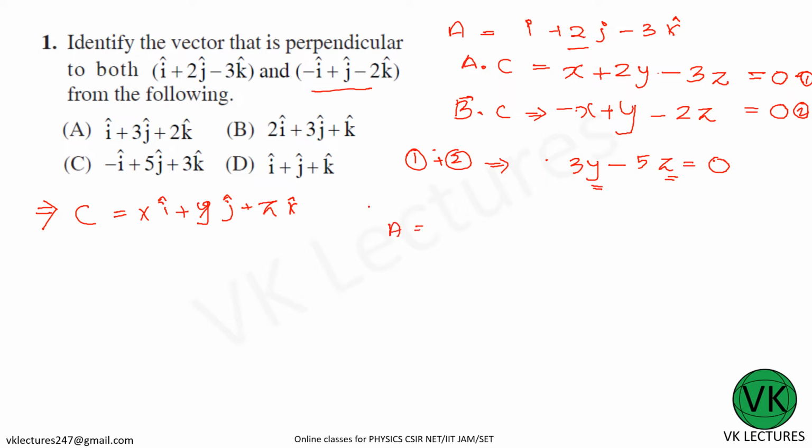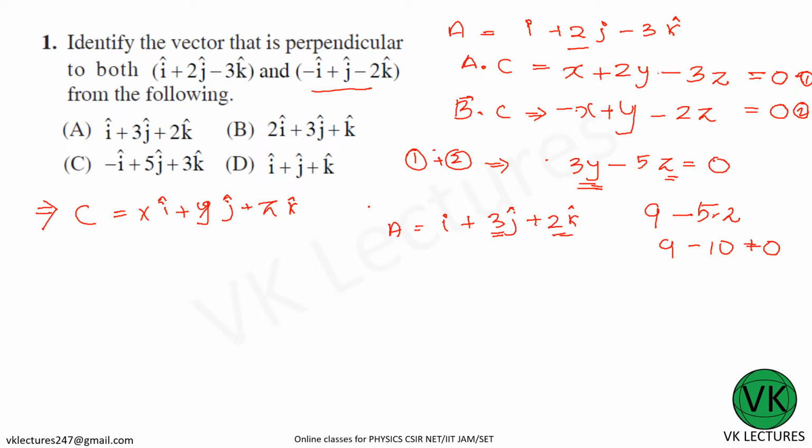A is i plus 3j plus 2k, right? Here this is the 3 times y. What is y? y is 3. 3 times y is nothing but 9, minus 5 times z, which is 2. 5 times z is 2, so 9 minus 10 is not equal to 0.